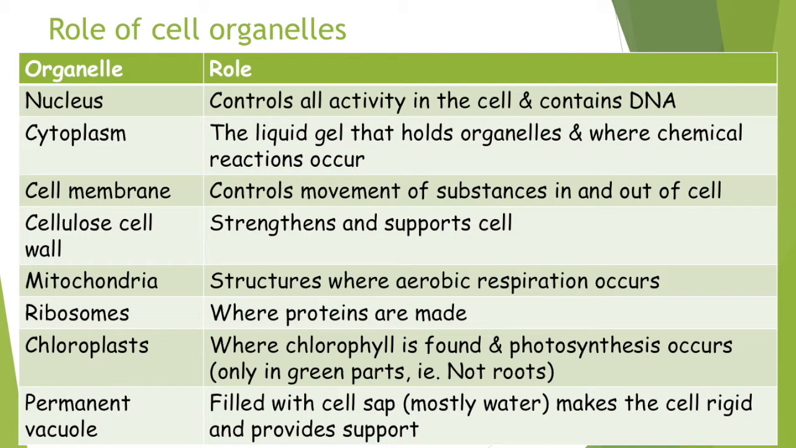Mitochondria is where aerobic respiration takes place. Ribosomes are where proteins are made. Chloroplasts are where photosynthesis occurs, and this is also where you'd find chlorophyll, and that's what makes it green. We've also got a permanent vacuole within plant cells. This is filled with sap, and it gives the plant cells a turgor pressure, which makes them feel rigid and provides support to the plants. Okay, so that's the end of that section. I've just whipped through it really quickly because none of it is new information to you.